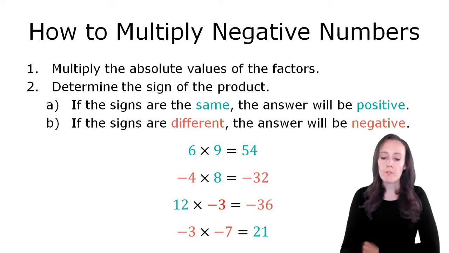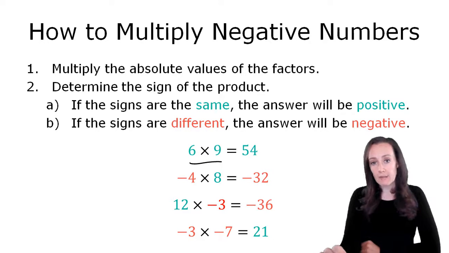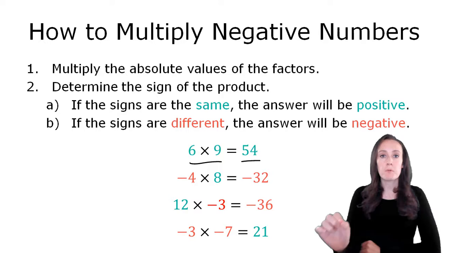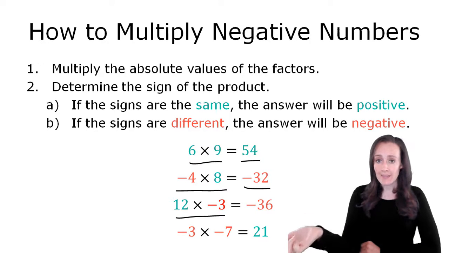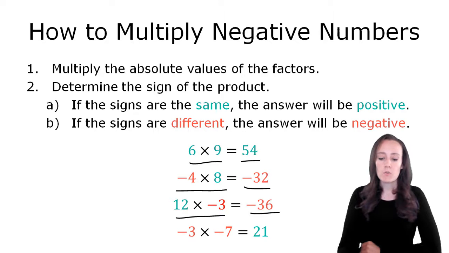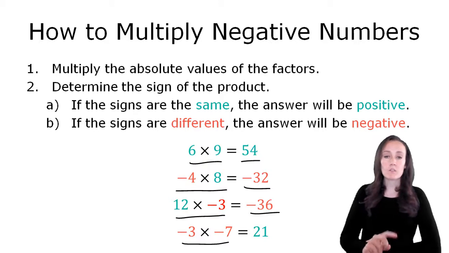For example, if you have a positive 6 times a positive 9, the signs are the same, and so that means your answer is a positive 54. If you have negative 4 times a positive 8, the signs are different, so the answer is negative 32. If you have a positive 12 times a negative 3, again, the signs are different, and so you get a negative 36. And if you do negative 3 times negative 7, you're going to have a positive 21 because the signs are the same.